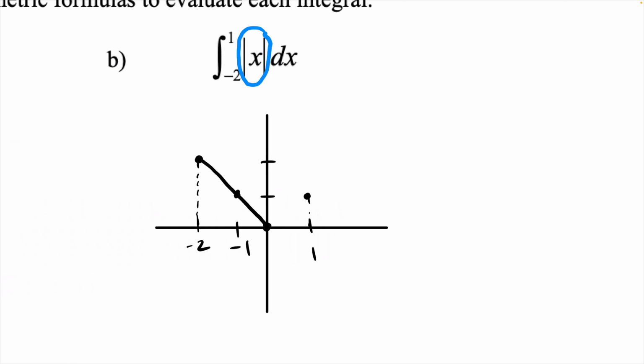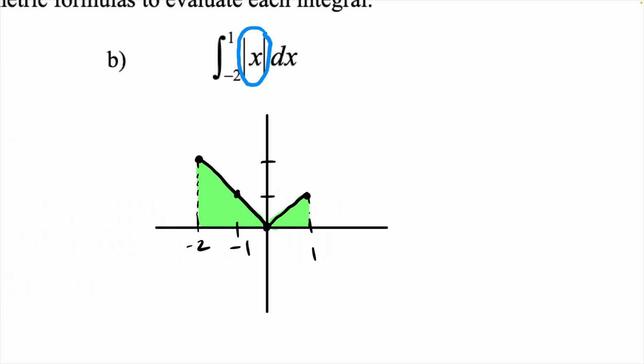So the graph from -2 to 1 looks like this. Area under the curve is this, and then this. What shapes are those? Triangles. So you're just finding the area of both of those triangles. The first triangle is a 2 by 2.